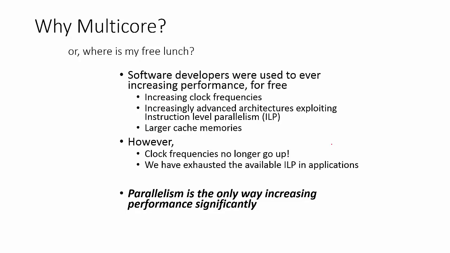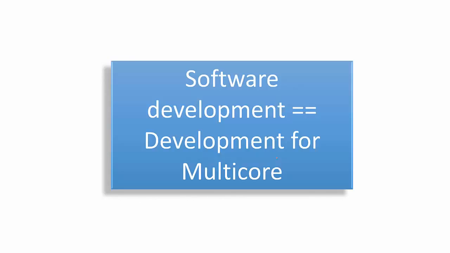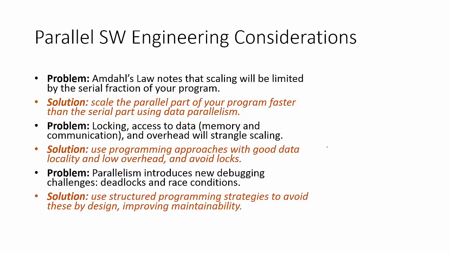So what does that mean for us? Well, software developers were used to ever-increasing performance for free: increasing clock frequencies, increasing advanced architectures exploiting ILP, larger cache memories. But because clock frequencies no longer go up, and we have exhausted the ILP in applications, parallelism is the only way of increasing the performance significantly. Which means that software development equals development for multicore. There is no way around it. We have to deal with multicore processors.